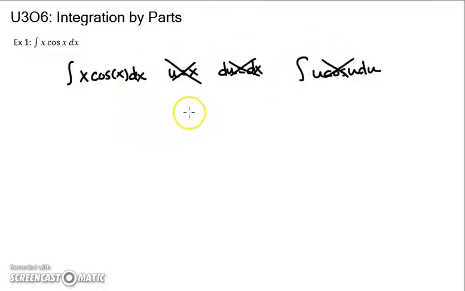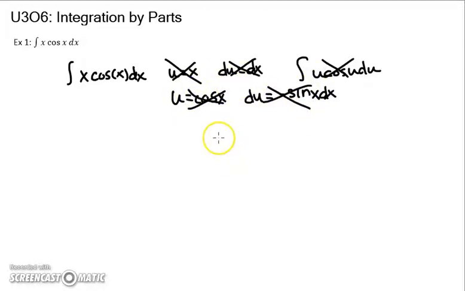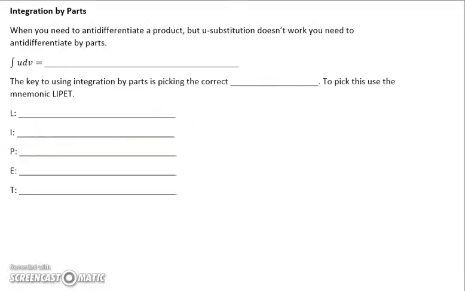Our other option would be, how about we take all of cosine? Well, then du is going to be negative sine of x, and that's a whole other set of problems. So that doesn't work. It looks like there's nothing we can really do with our u substitution. When that happens, we have to use something called integration by parts. When we need to antidifferentiate a product, but u substitution doesn't work, we use antidifferentiation by parts.